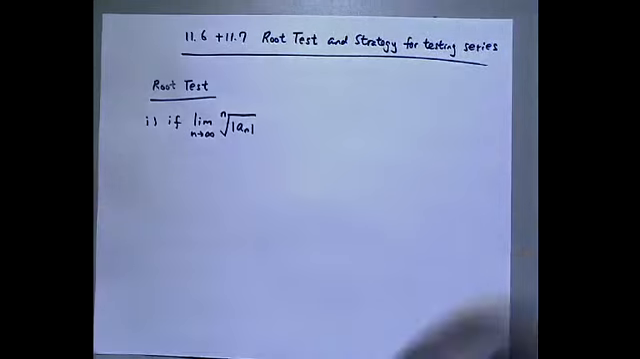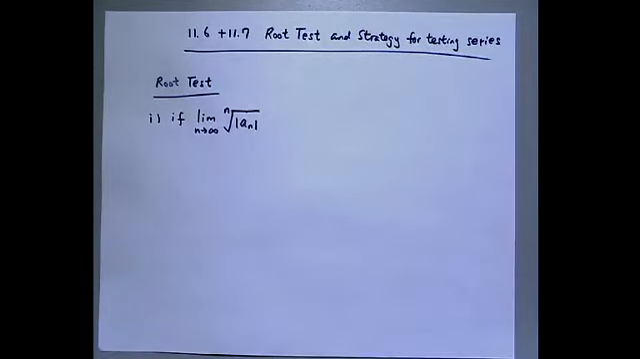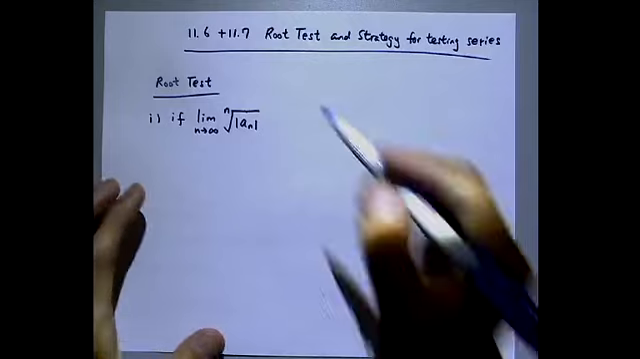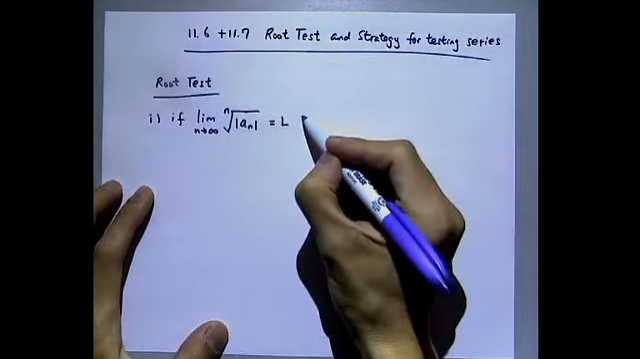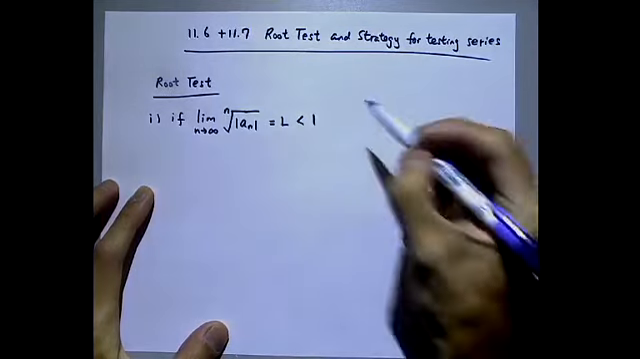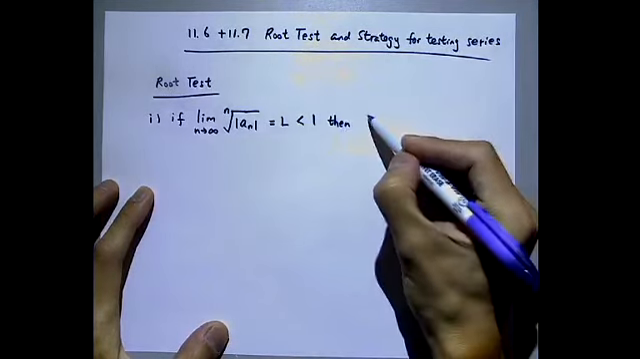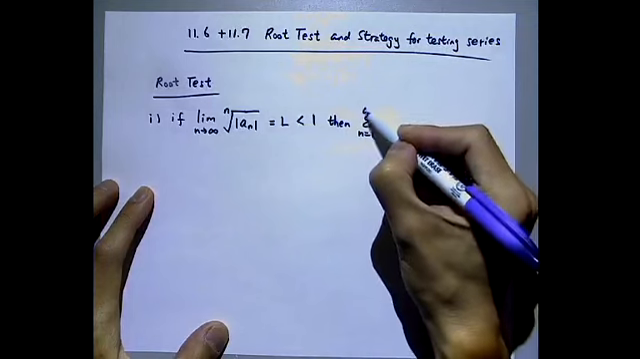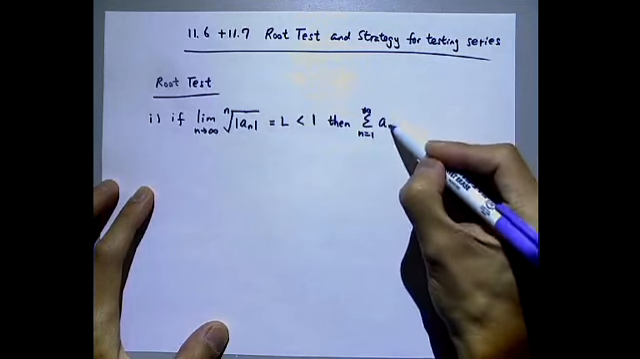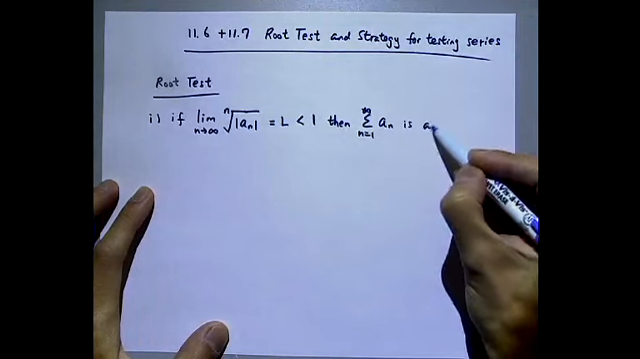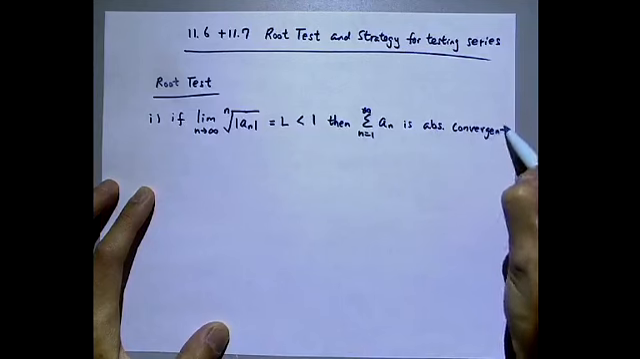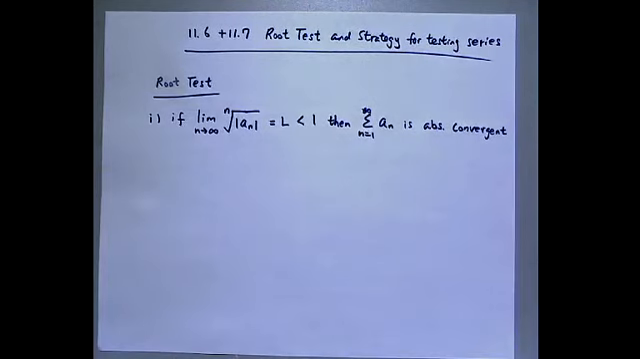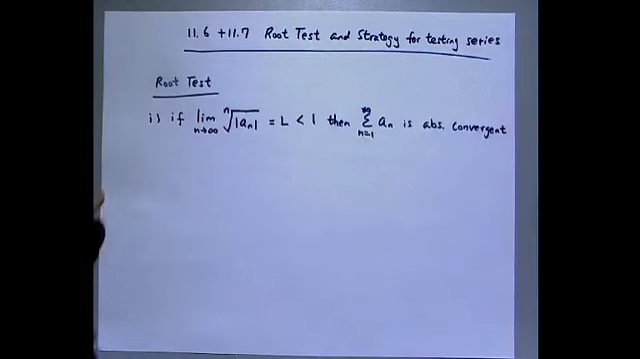If you take the nth root of the absolute value of the terms, and you get some finite number, and as long as it is less than 1, then what that means is that the series you're testing is absolutely convergent. And remember, absolutely convergent means it also converges, right? It's a strong type of convergence.